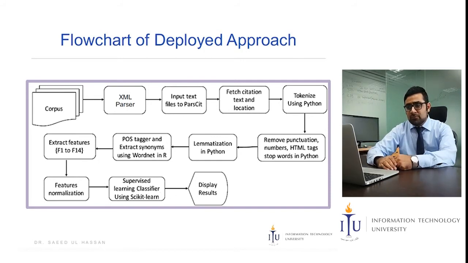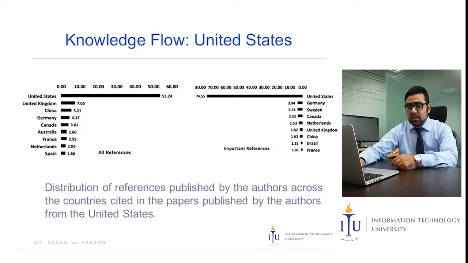Let me show you the first result, as you can see, related to knowledge flow from the United States. This shows the distribution of references published by authors across the countries, cited in papers published by authors from the United States. So this shows that when authors from the United States write a paper, what are the papers they cite in their work, for instance. On your left you see all references, and on your right you see important references.